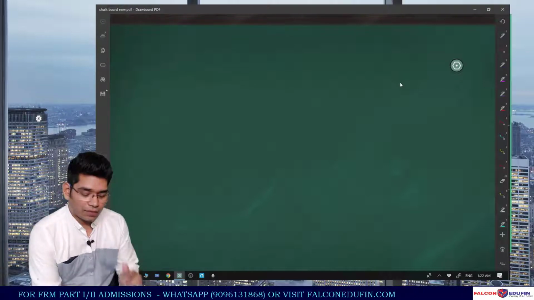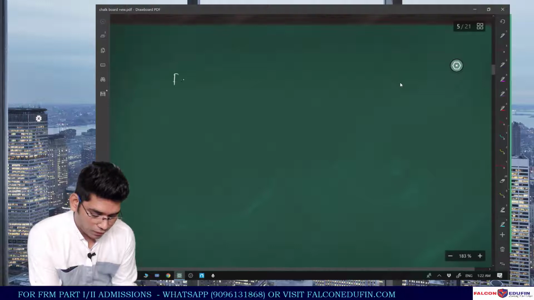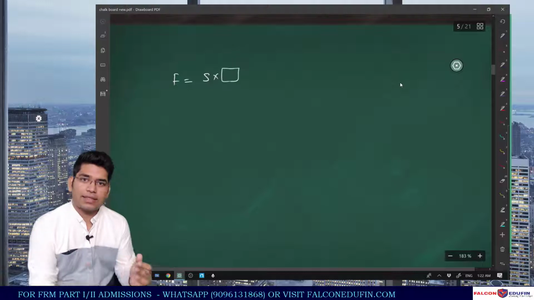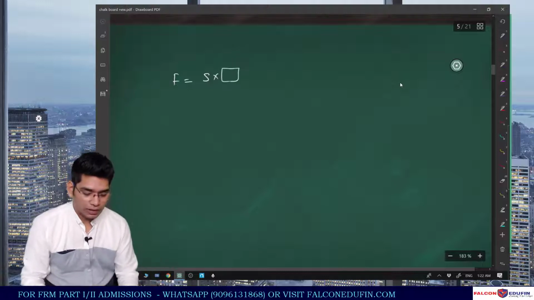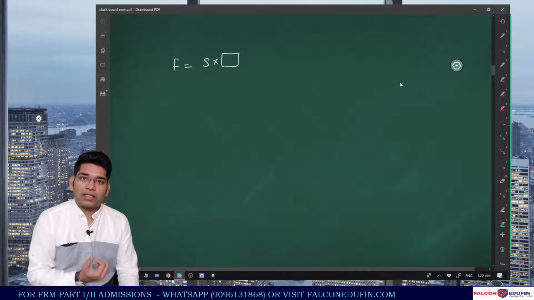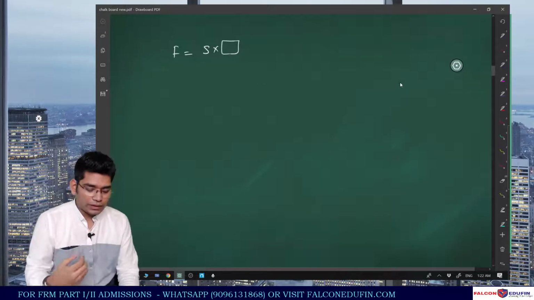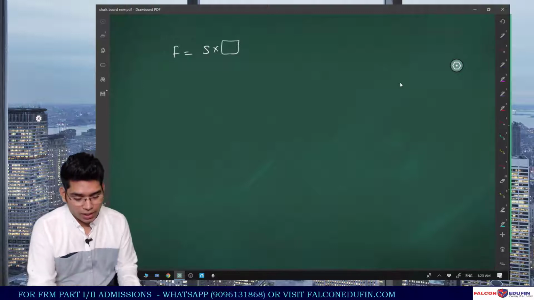The basic, fundamental formula is forward rate is equal to spot rate multiplied by something. We will reserve this something for now. But how does the discussion for the forward rate calculation start?